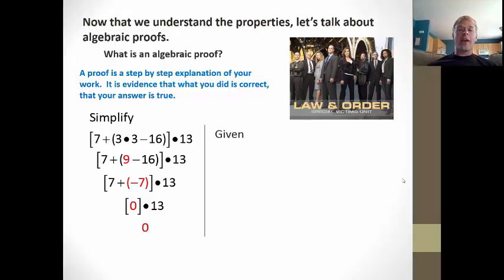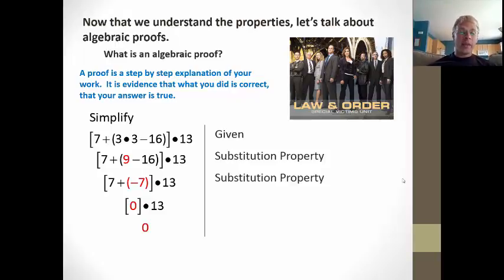For most algebraic proofs, 99.9% of them, the first reason, the first evidence you're going to give is that it was given to you. After this, though, you did work to get down to 0. So how did we go from 3 times 3 to 9? Well, that was our substitution property. 3 times 3 and 9 are equal to each other, so we replaced the 3 times 3 with a 9. How did I go from 9 minus 16 to negative 7? Well, again, this was the substitution property. 9 minus 16 is equal to negative 7, so I can substitute them.